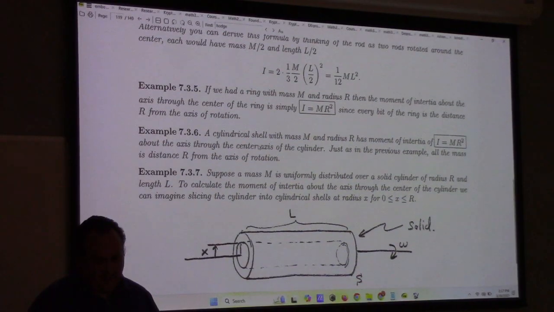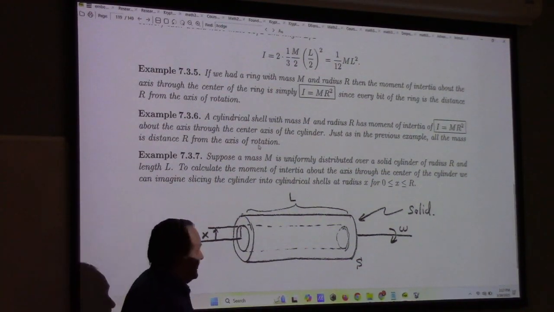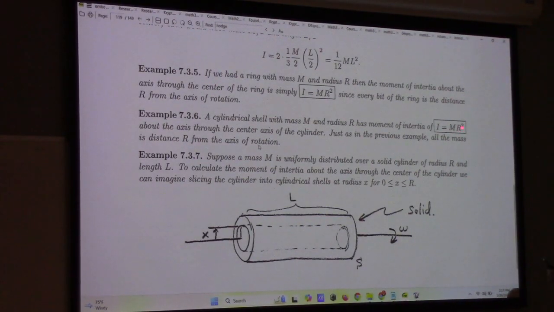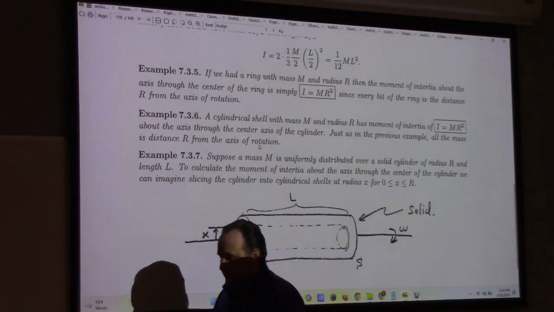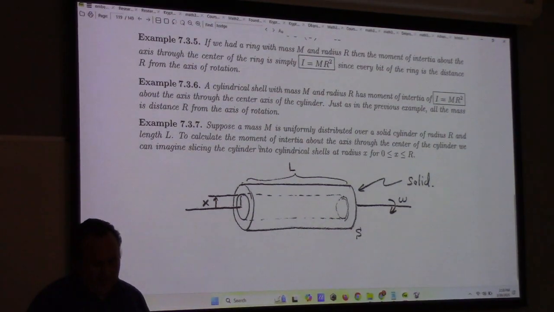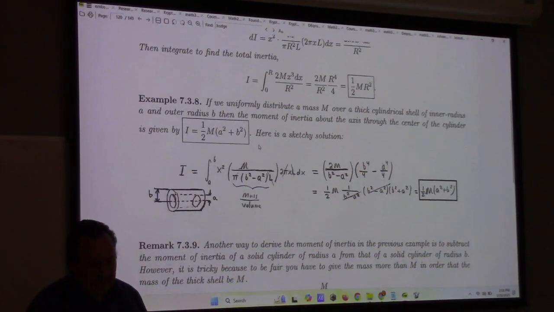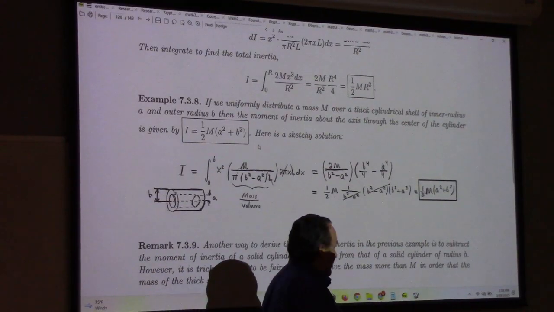Then I talked a little bit about the moment of inertia for a cylindrical shell. All of the mass is a distance r away from the rotational axis, so the moment of inertia is just mr squared. On the other hand, if we have a uniform solid cylinder of radius r, we worked it out using calculus and got that the moment of inertia is 1/2 mr squared. And then we thought about a thick cylindrical shell.